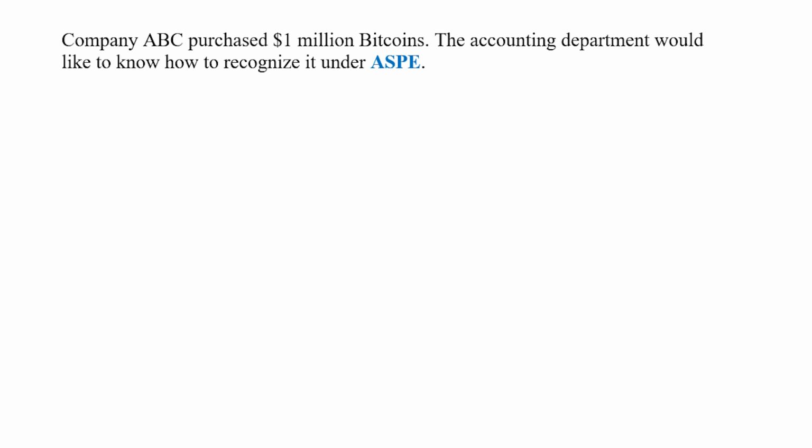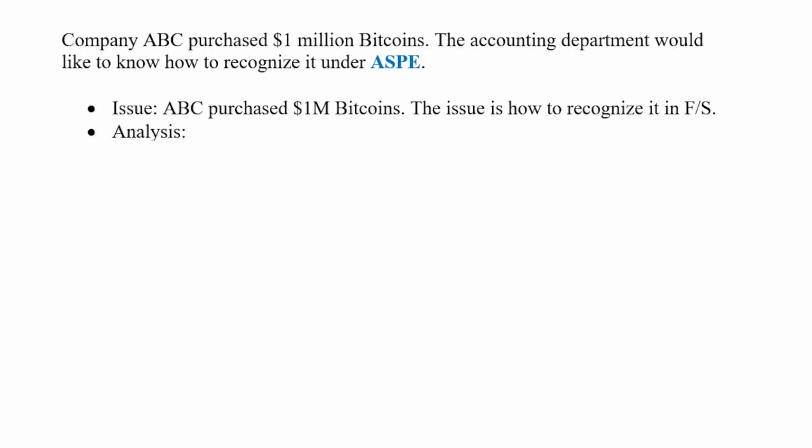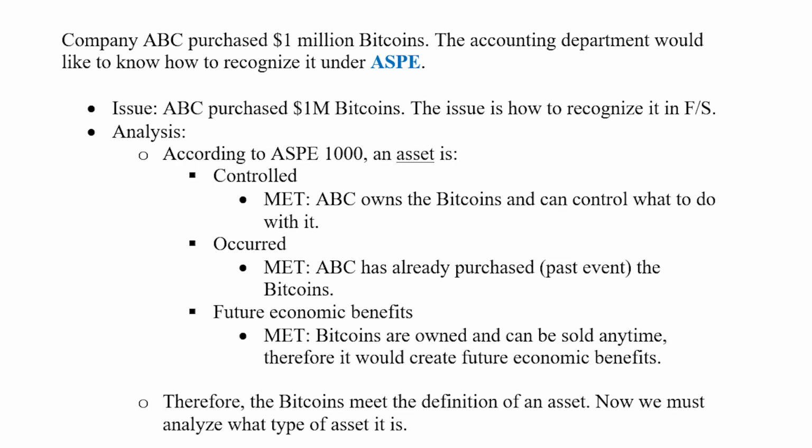First, we'll write down our issue statement like this. Then we'll do an analysis starting with the definition of an asset. According to ASPE 1000, an asset is controlled, occurred as a result of a past transaction, and future economic benefits will be obtained. The first one, control, is met because the company got the Bitcoins. They can do whatever they want with it. It already occurred as the company paid money to get it in the past. Assuming the company sells it later, it'll get cash inflows, so future economic benefit is also met. Alright, so it's an asset.